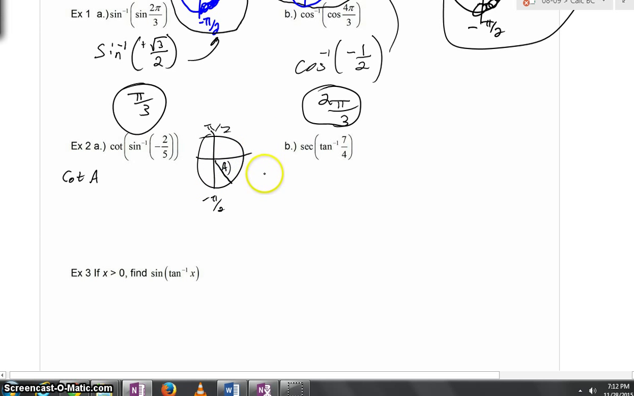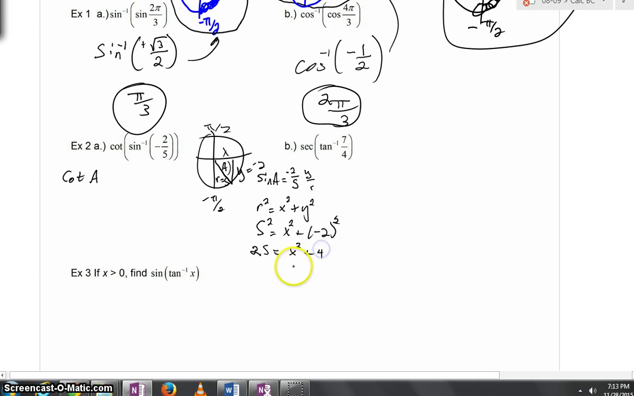And here's my angle A. In fact, I could even say that the sine of that angle is negative 2/5. And sine is the y-coordinate over the r-coordinate. So I could say y is equal to negative 2. The r would equal 5. And of course, I'd like to find out what x is. We can do that from the Pythagorean theorem. r squared equals x squared plus y squared. We'd have 5 squared equals x squared plus negative 2 squared. Here we get 25 is equal to x squared plus 4. Subtract 4, we have x squared is equal to 21.